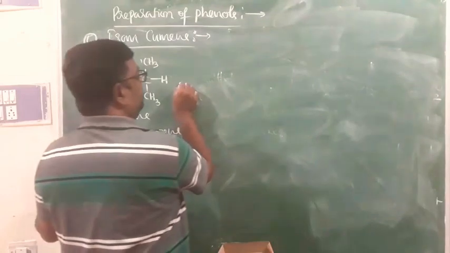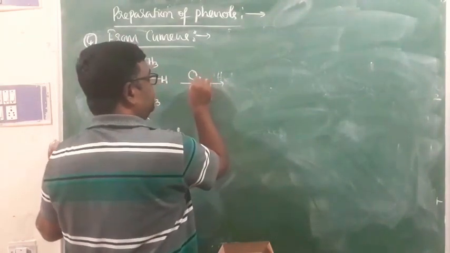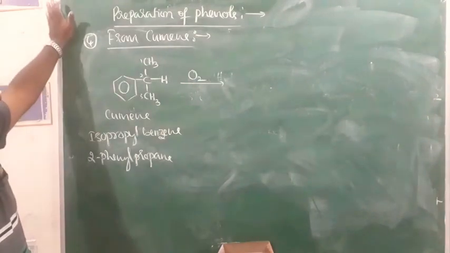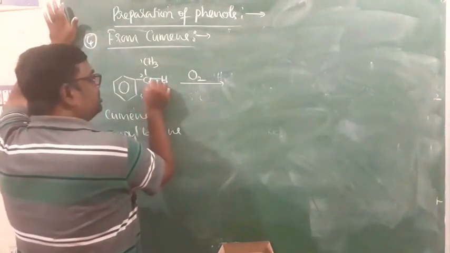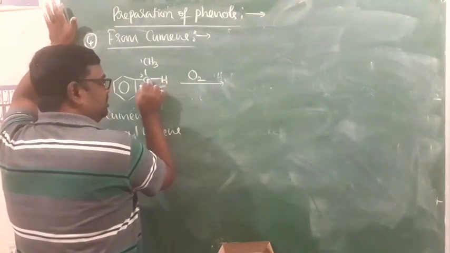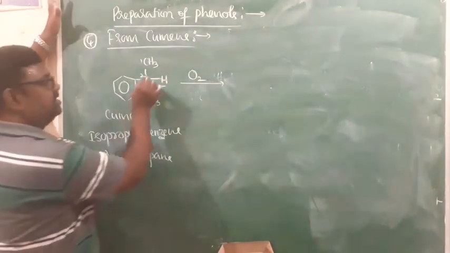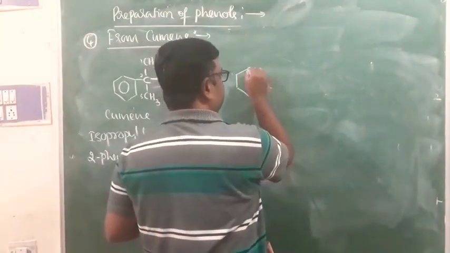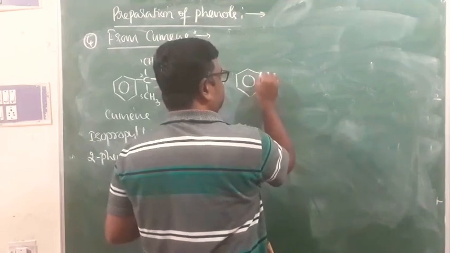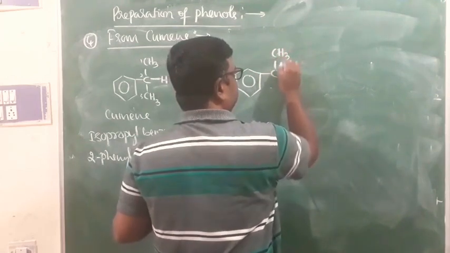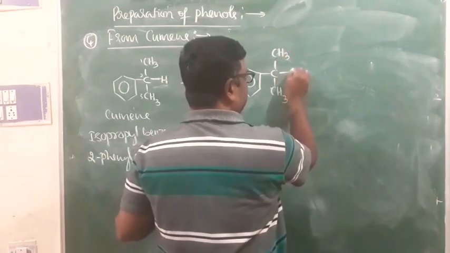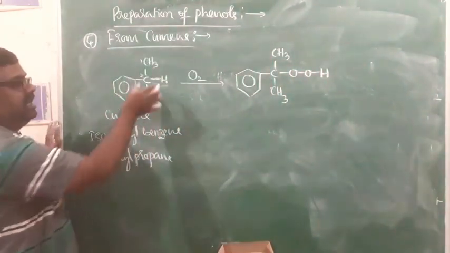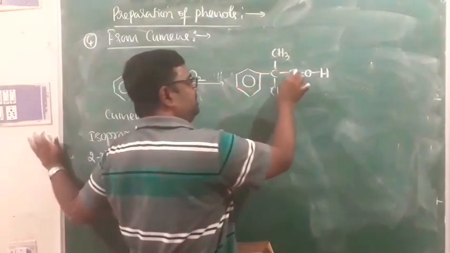When oxygen gas is bubbled through cumene, that is isopropyl benzene, what happens? Oxidation of the CH bond takes place. Correct? The CH bond is undergoing oxidation, and that results in, look at this, this is CH3 and this is CH3, right? And of course, O2 will be oxidizing the CH bond.